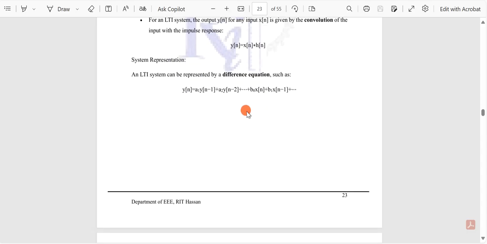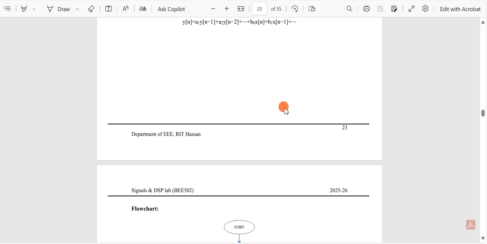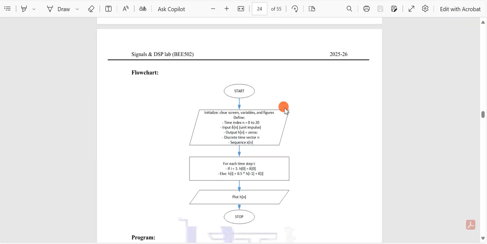Here we are representing this equation as a difference equation. y of n is equal to a1 y of n minus 1 plus a2 y of n minus 2 and so on up to an, and next b0 x of n plus b1 x of n minus 1 and so on. To evaluate the signal using this difference equation, this is the flow chart to write the program.